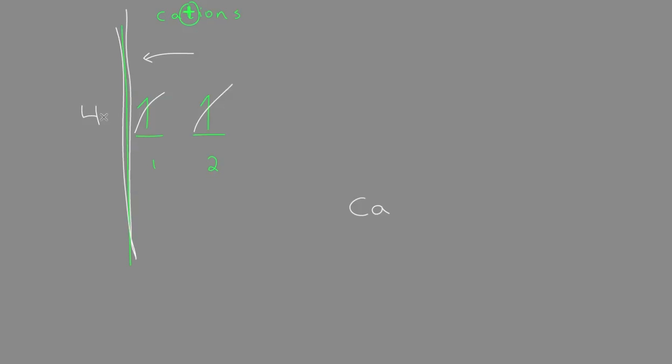This is the 4th row. So there's no electrons. It's lost 2 in that row, so it gives calcium a 2+ charge. So why didn't it lose just one electron and become Ca1+?